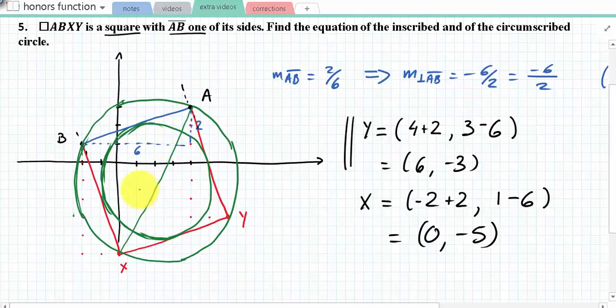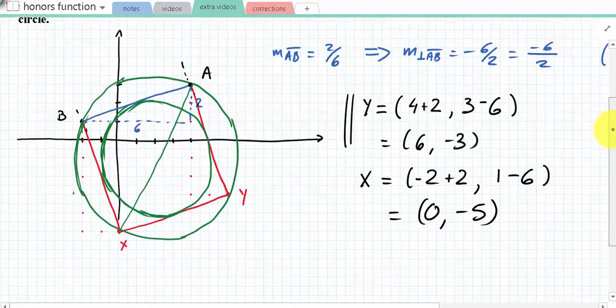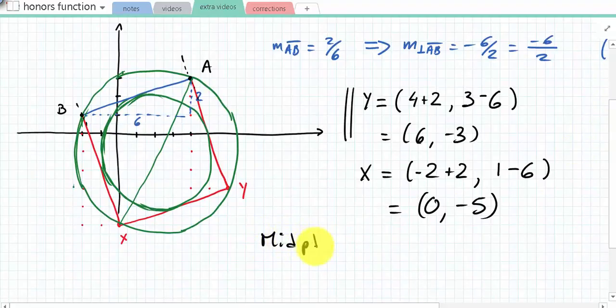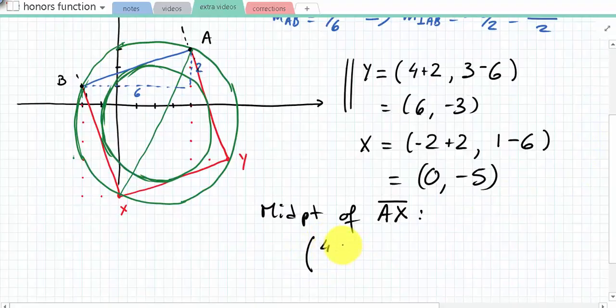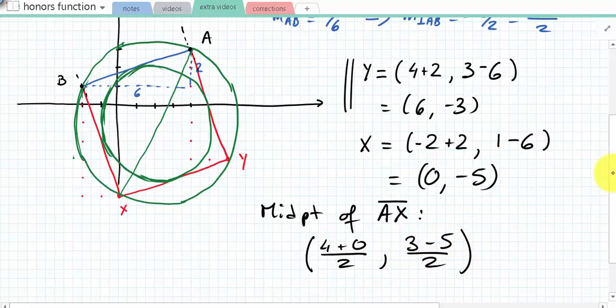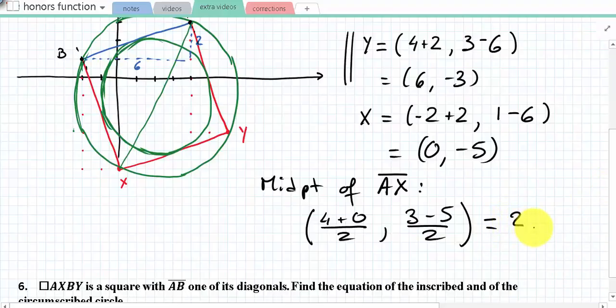So basically, I want the midpoint of segment AX. So what is it? A is 4 and X is 0. 4 plus 0 over 2, average of the X. And the Y coordinate of A is 3, and the Y coordinate of X is negative 5. 3 minus 5 over 2, average of the Y. And so the center is 2 and negative 1. All right, let's check if we're right. Yeah, it's about that, right? 2, negative 1. Okay, right here, that's my center.